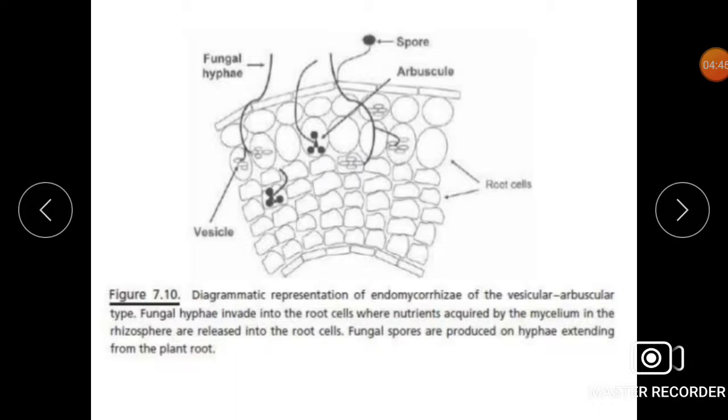This is the structure of an endomycorrhiza of the vesicular arbuscular type, where fungal hyphae invade into the root cells. So the fungal hyphae are present in the inner portion of the cell. Fungal hyphae invade into the root cells, where nutrients acquired by the mycelium in the rhizosphere are released into the root cells. Fungal spores are produced on hyphae extended from the root. Here are the fungal hyphae, and this is the spore produced by hyphae.